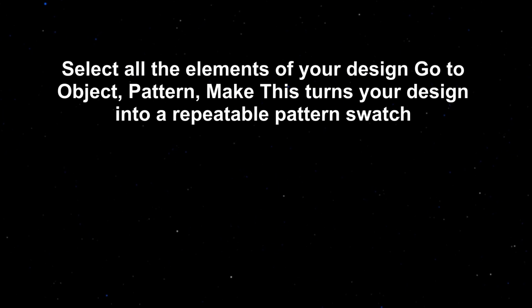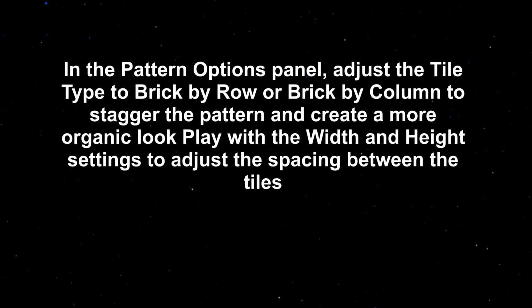Select all the elements of your design. Go to Object, Pattern. This turns your design into a repeatable pattern swatch. In the Pattern Options panel, adjust the tile type to brick by row or brick by column to stagger the pattern and create a more organic look. Play with the width and height settings to adjust the spacing between the tiles.